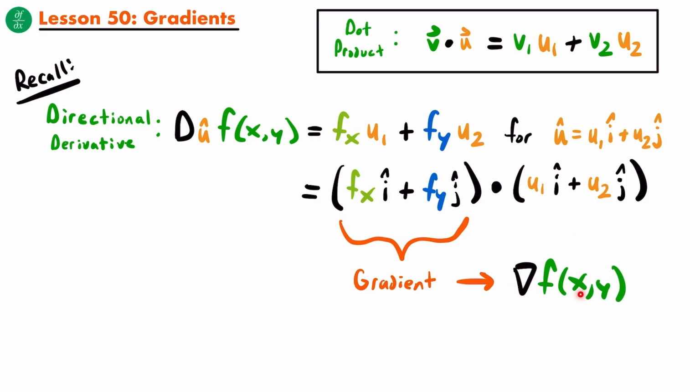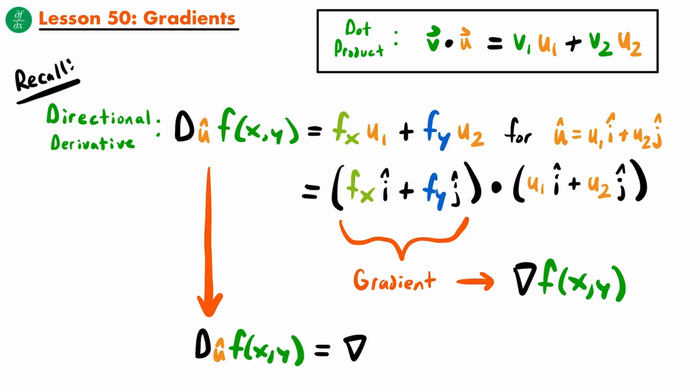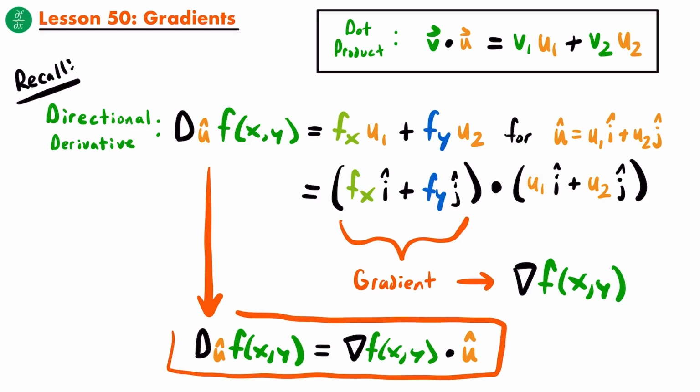Okay, but with the help of this gradient vector, we now have a new and slightly better way to find a directional derivative, right? We can now say that the derivative in the direction of a unit vector u for a multivariable function f of x y is equal to the dot product between the gradient vector for that function and the unit vector. Okay, this is our new formula for finding a directional derivative.